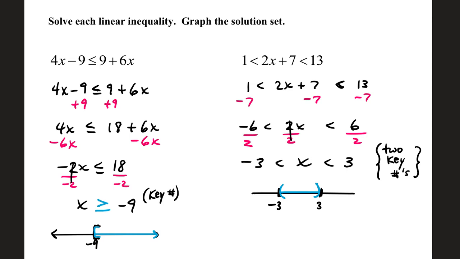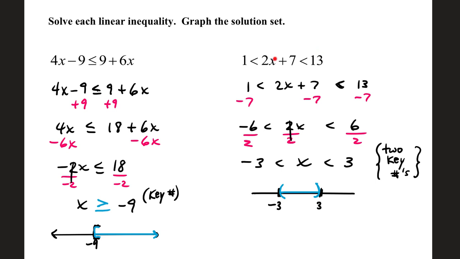To the right, we have what's called a compound inequality. There's 2 inequalities built into one problem. When you see these, the job is to isolate x in the middle. Now in class, I had you use your thumb to cover up the left part of the problem. So take your thumb or a piece of paper and block out 1 less than. Just block that out. All that should be showing is 2x plus 7 less than 13.